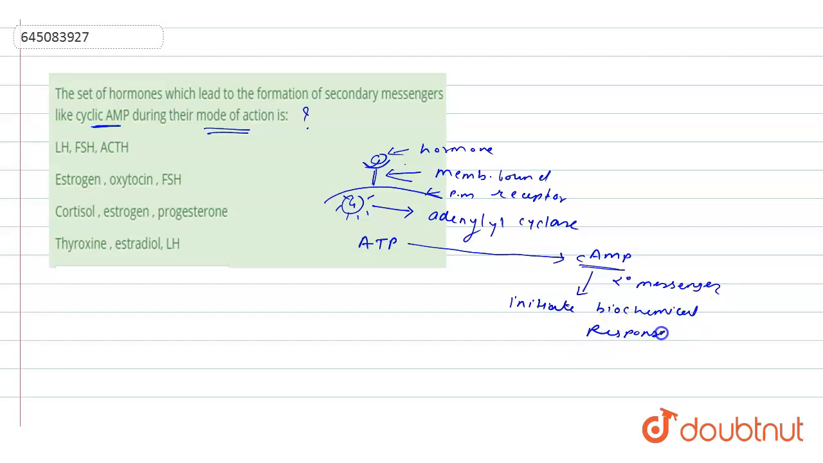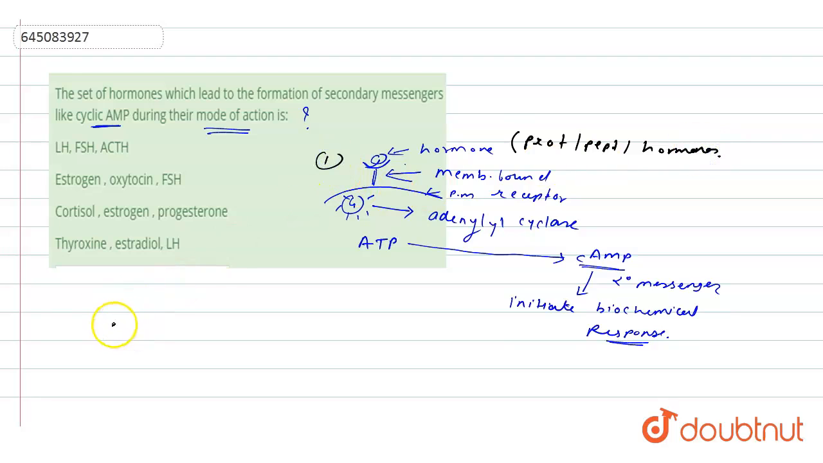That means it will make your DNA or your gene express and produce certain protein. Okay, this type of mode of action is seen in the case of protein or peptide hormones. So this is one type of mode of action.